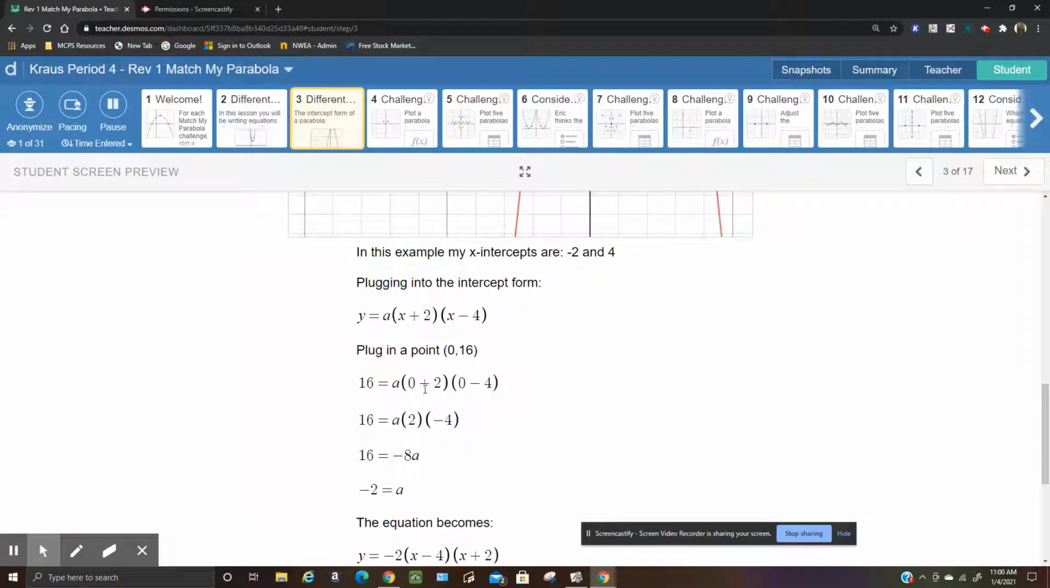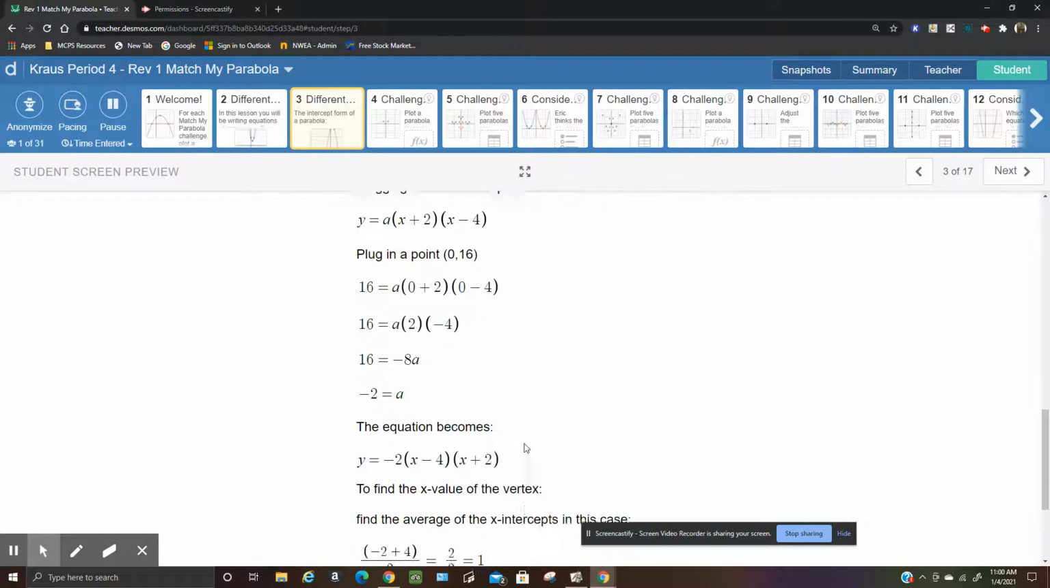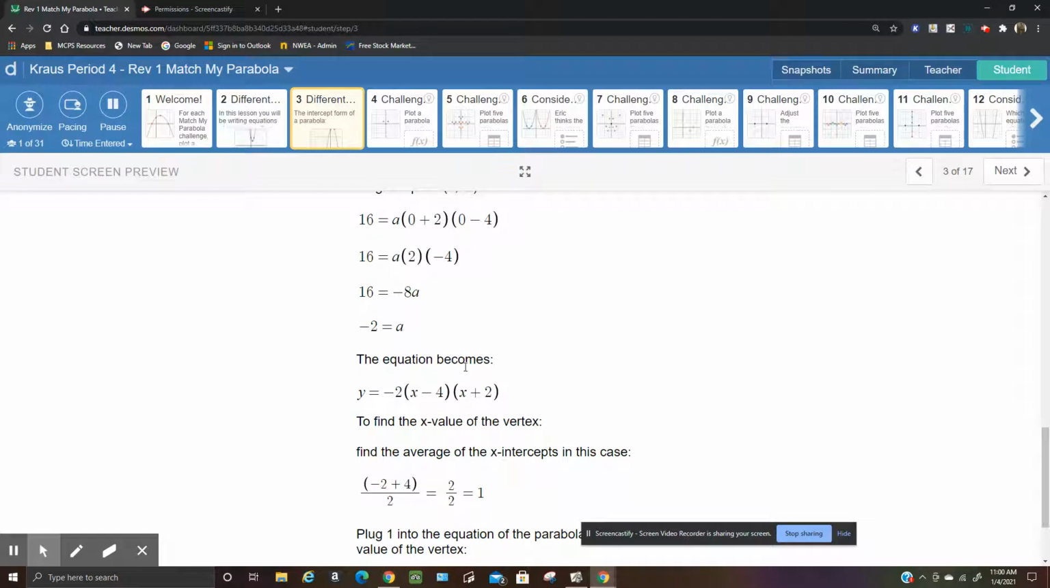Doing the math inside the parentheses, 0 plus 2 is 2. 0 minus 4 is negative 4. 2 times negative 4 is negative 8. I have 16 is equal to negative 8a. A becomes negative 2. The equation, plugging in my a value, negative 2, and my intercepts 4 and negative 2: negative 2 times x minus 4 times x plus 2.